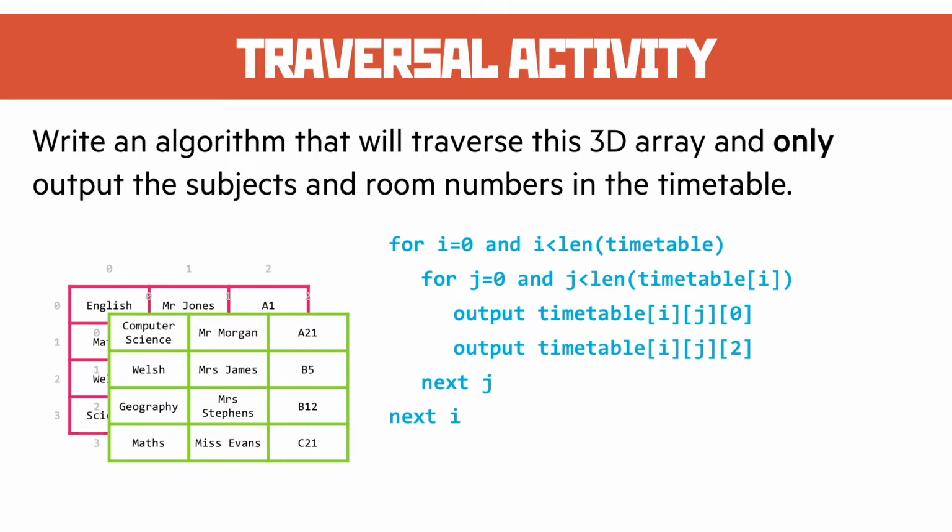The i represents which of those 2 tables we're looking at, so it's the level. The j represents the row, and then instead of having to iterate through the columns, because I only need to output 2 of them, I've manually coded those into there. So I'm outputting column 0 and column 2, and it does it row by row. So I should get English, A1, maths, whatever room that is, and it should go through that first table in order, that second table in order there.